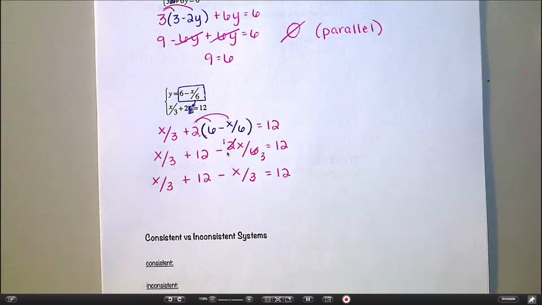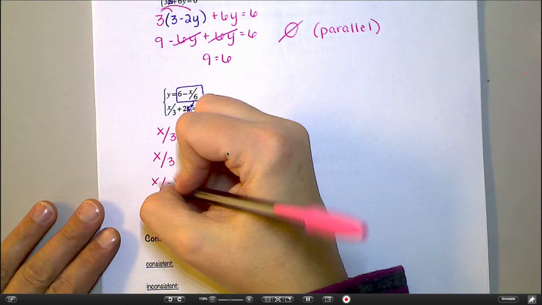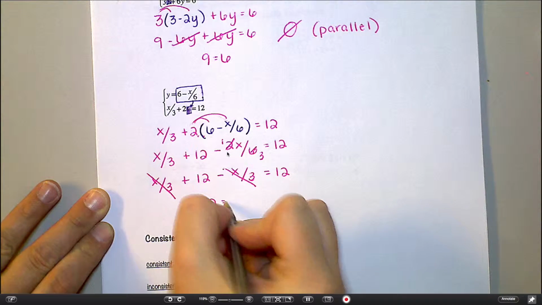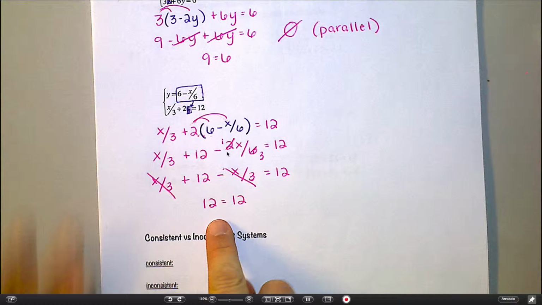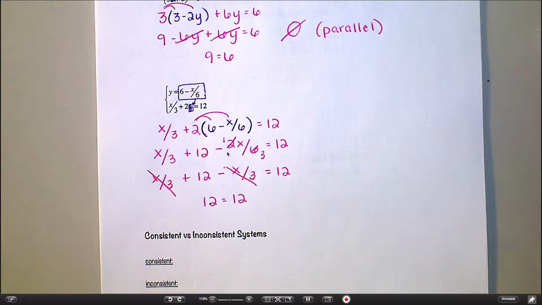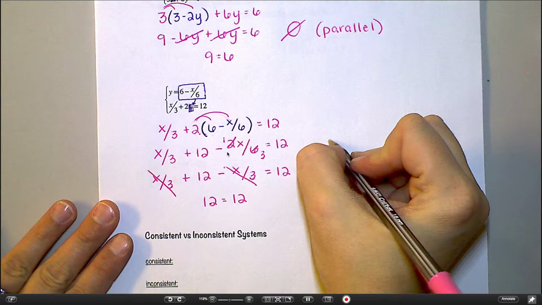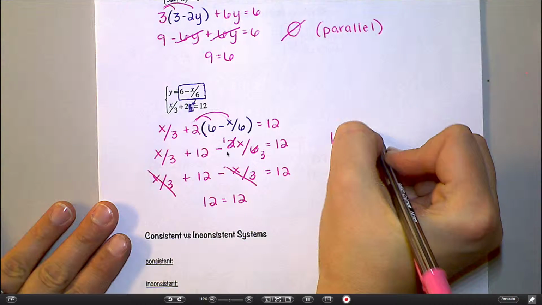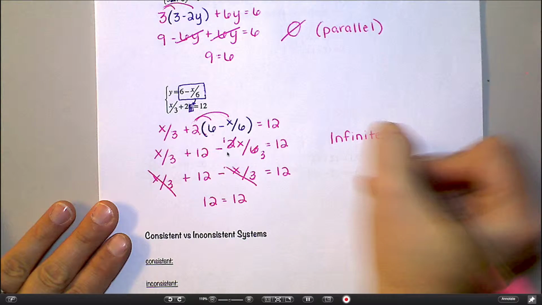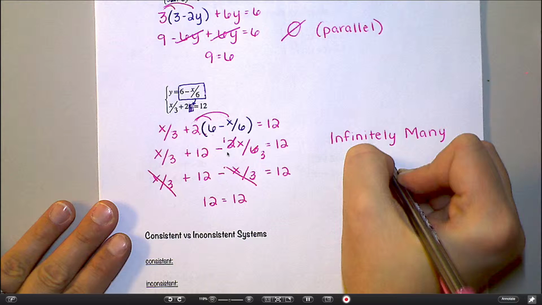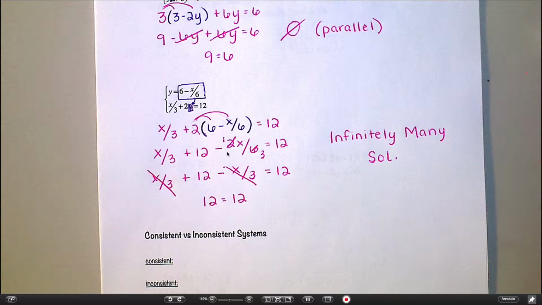What happens with my x's again? They cancel out again, but this time, look at what I'm left with. I'm left with 12 equals 12. Is that a true statement? And that's a true statement no matter what my value of x is, right? That's always true. So this is what we call infinitely many solutions.